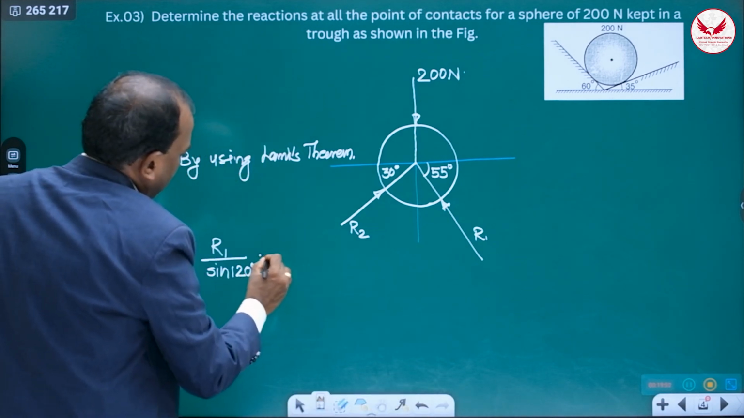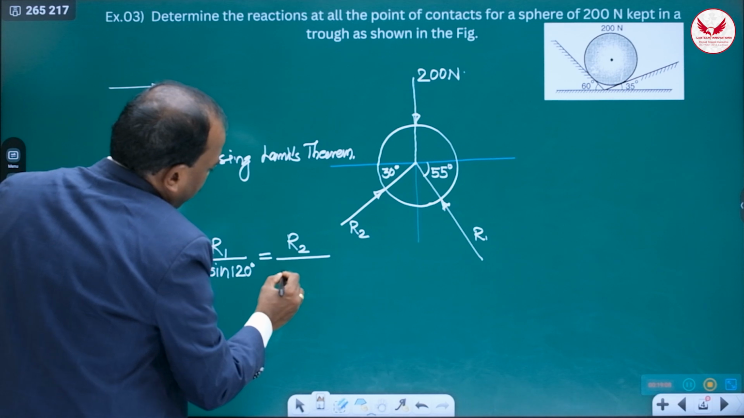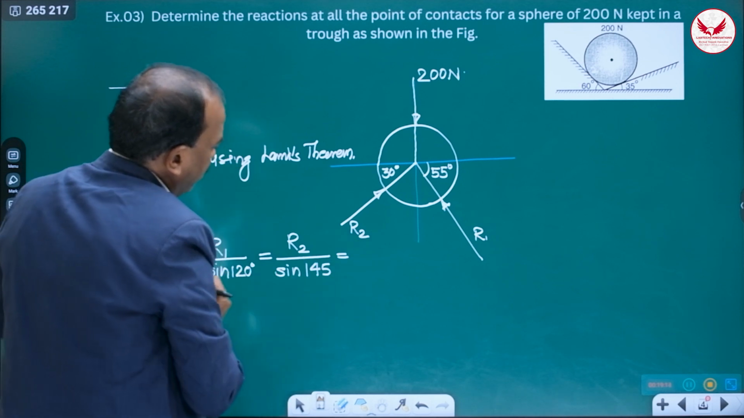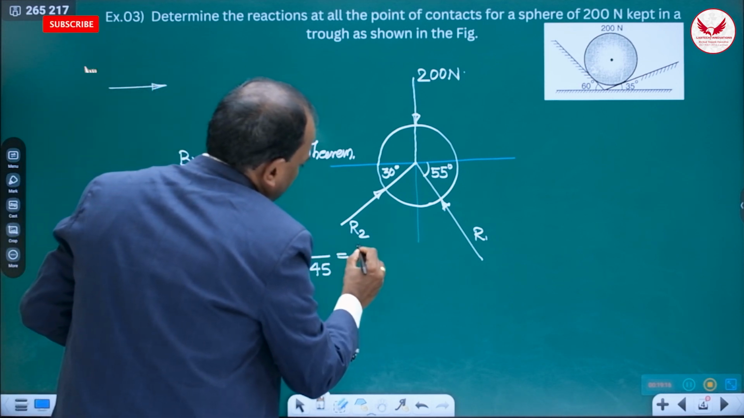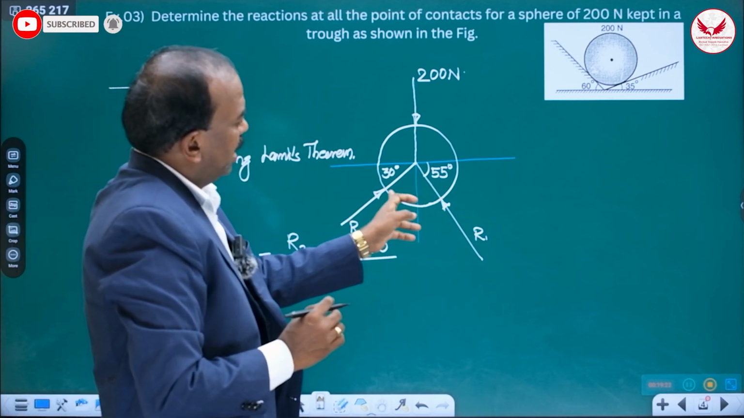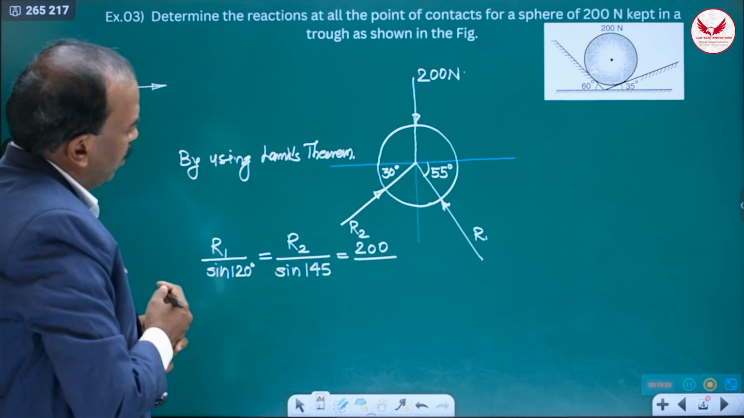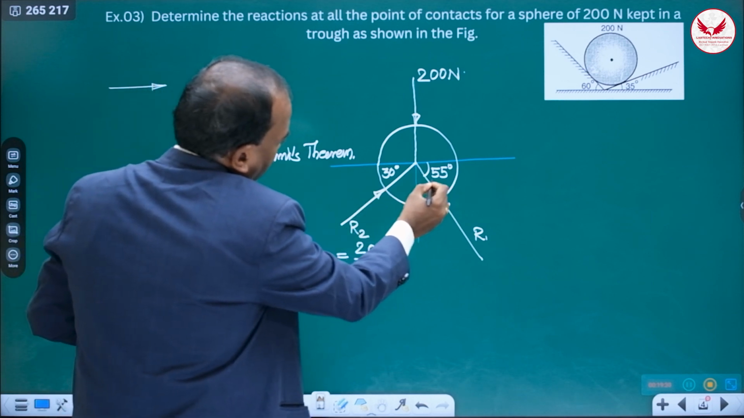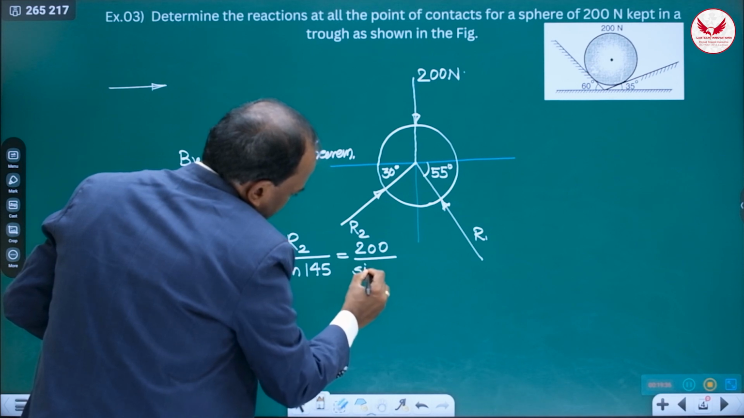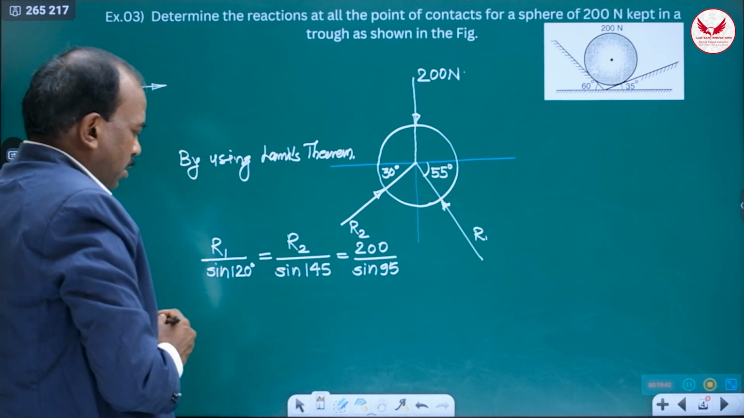Sine 120 is equal to R2 divided by sine 145, equal to the known value 200 divided by, so this angle will be what? 60 plus 35, it is going to be 95. So sine 95. This is the Lami's theorem.